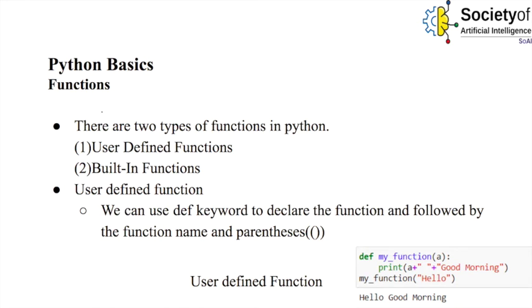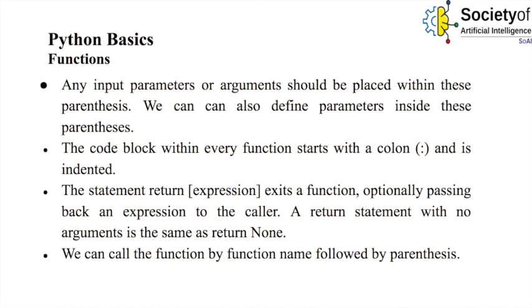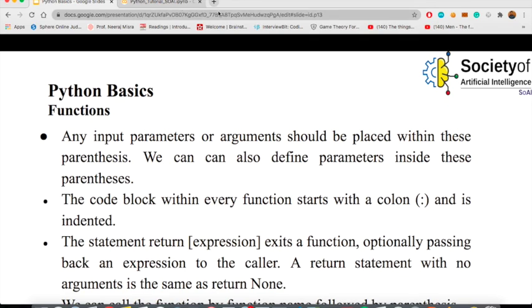So now we'll discuss the types of functions in Python. First is user defined functions, which, as the name suggests itself, are defined by the user themselves, or there are built-in functions, and there are a lot of built-in functions which are very helpful in Python. So user defined functions are defined by the def keyword to declare the function, followed by the function name and parenthesis, inside which we can provide some arguments which can be used inside the function body. We'll see an example in Colab. So let's go to Colab.